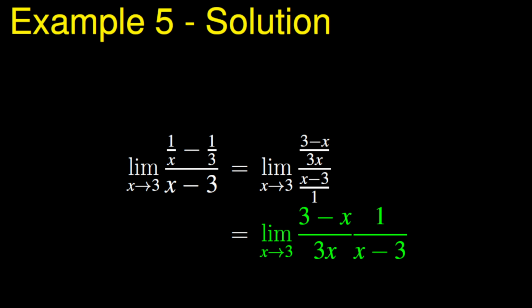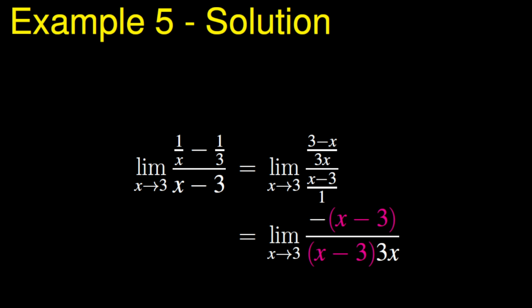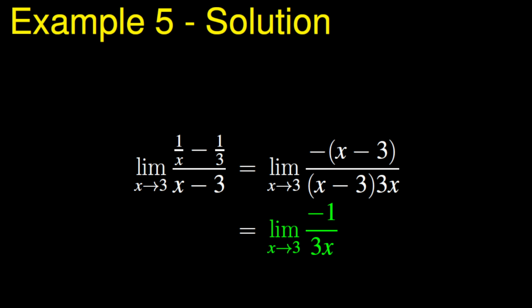This can be simplified by multiplying the fraction on the numerator by the reciprocal of the fraction in the denominator. We rearrange the numerator, and it turns out that x minus 3 is the common factor of both the numerator and denominator. Then, we simplify x minus 3 and obtain negative 1 divided by 3x.